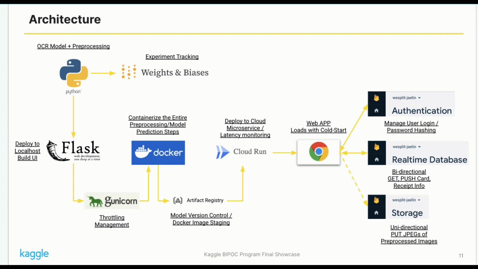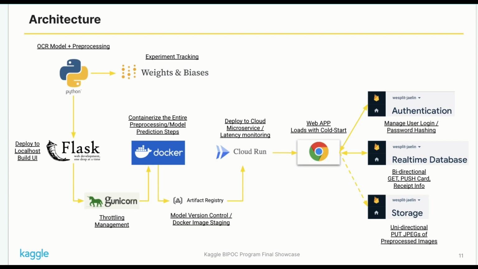Then deploying to the web app goes through multiple processes, which include Gunicorn to manage the throttling, Docker images to containerize the entire pre-processing steps and model prediction steps, and the Artifact Registry in GCP to host this built Docker image and do the model version control. Sometimes this Docker image can fail during production, so it is a good idea to have multiple Docker images ready to be staged and used for production.